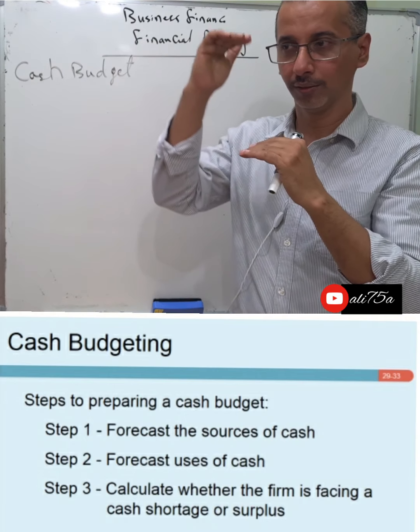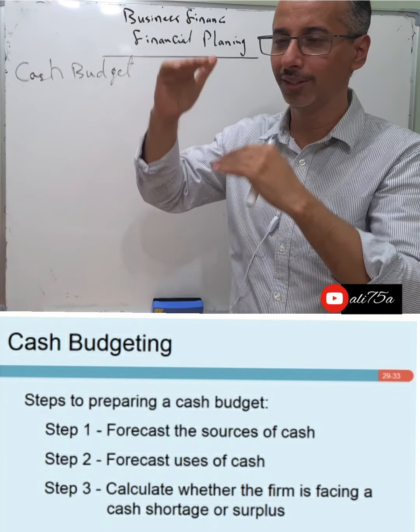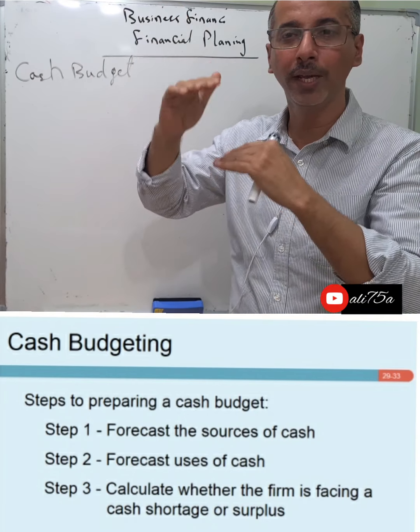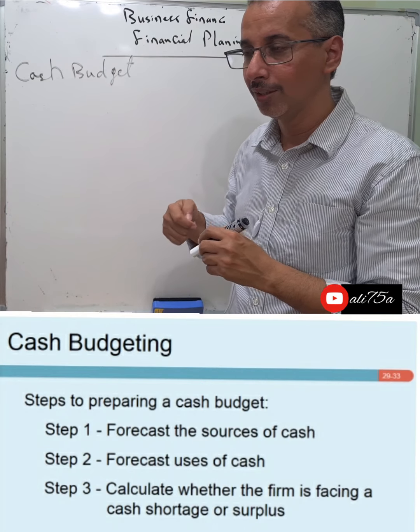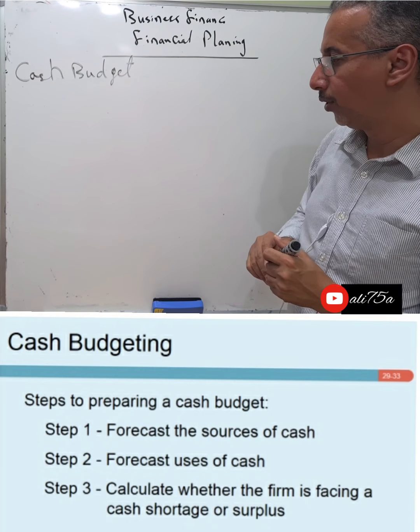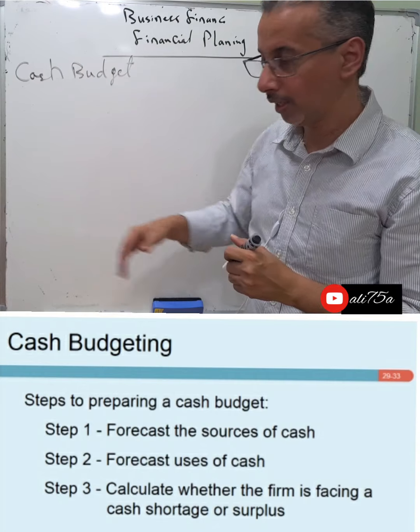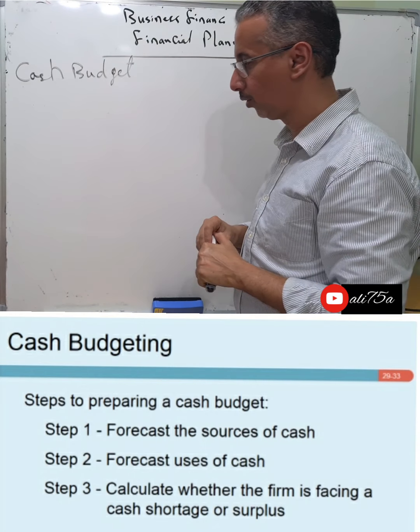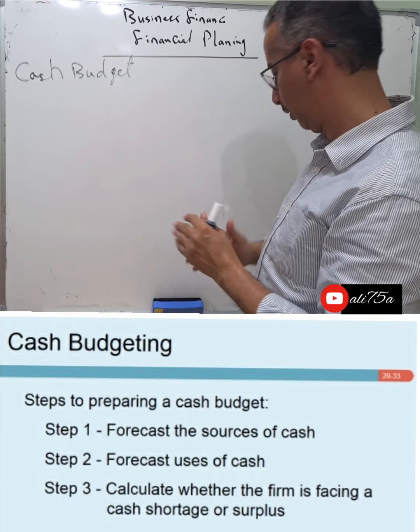So between the source of the cash and the use of the cash, there will be a gap. Either a surplus, if the source is more than the use, so we have to find somewhere to invest it. On the other hand, if the use of the cash is more than the source, there will be a negative, a deficit, a shortage, so we have to find some source to finance this deficit. Calculating whether the firm is facing a cash shortage or surplus.